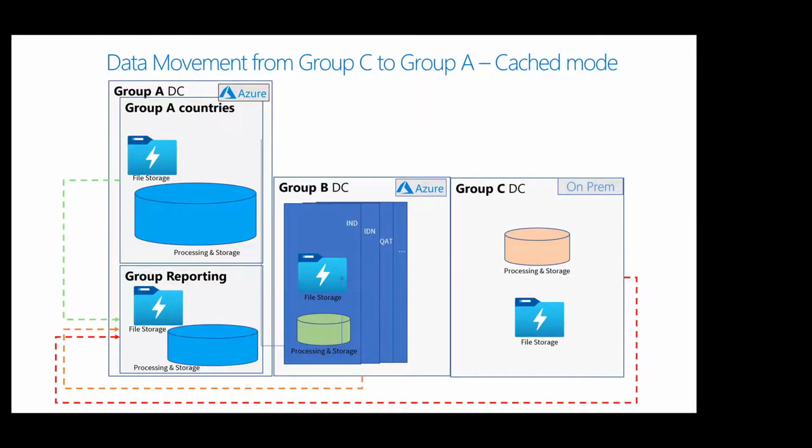Now, going on to the next scenario, which is how do I move my data from group C, which is my on-prem system. For example, as I said, Turkey or Mozambique may not have an Azure data center as of now, and that data still needs to be on-prem. So how do I get that data onto the group reporting storage and compute to do my data unification?